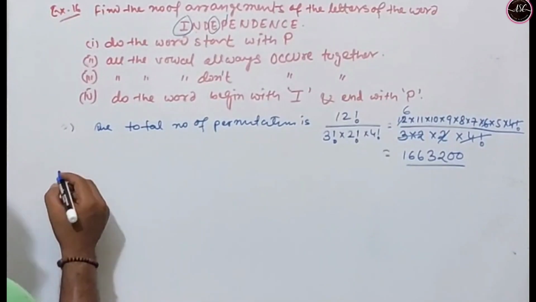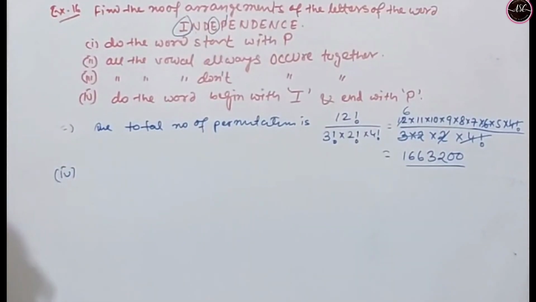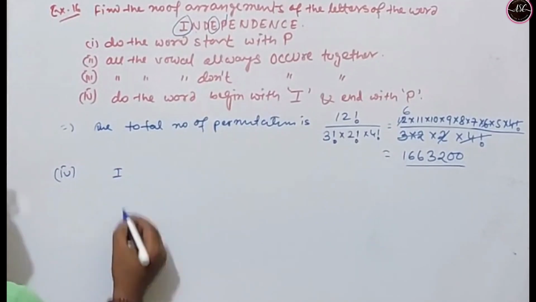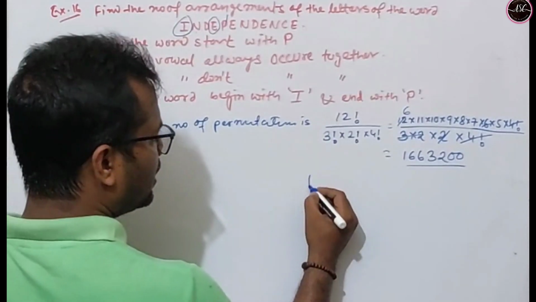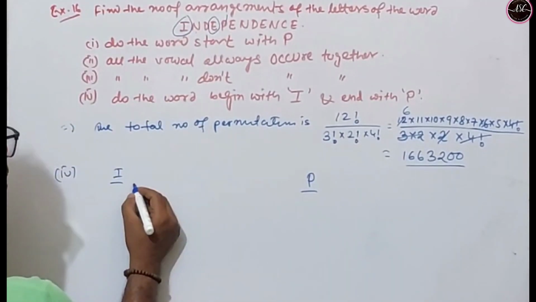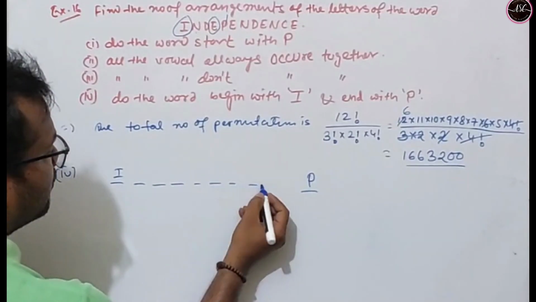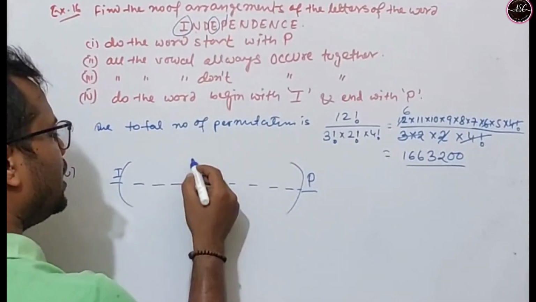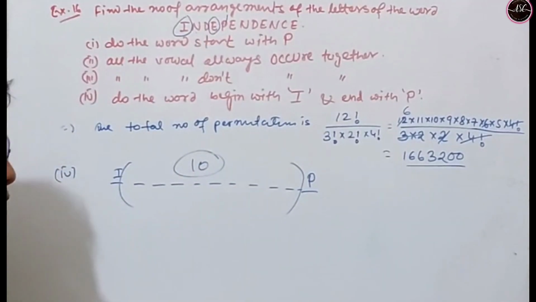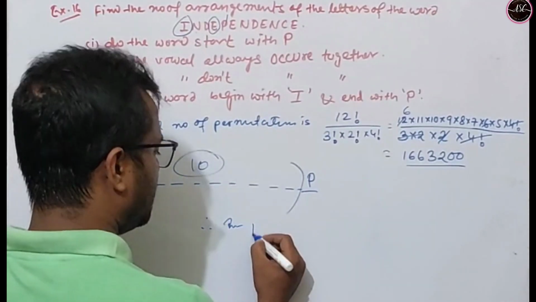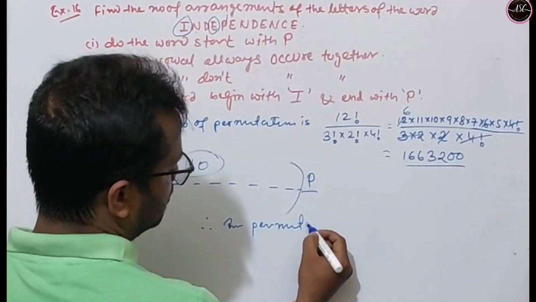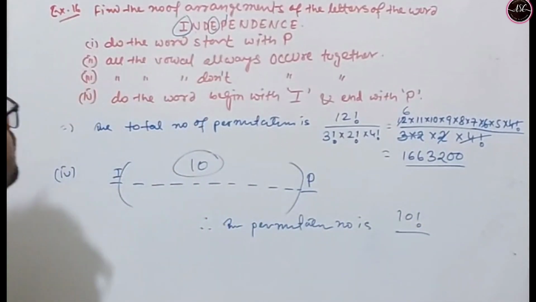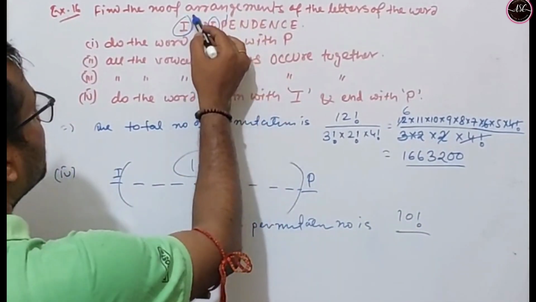We get 1646400. Now for question 4, do the words begin with I and end with P? That means in the first place I is fixed and in the last place P is fixed. Therefore there are 1, 2, 3, 4, 5, 6, 7, 8, 9, 10. So these 10 letters can be arranged. So therefore the permutation number is 10 factorial divided by. So here just cancel I and P.